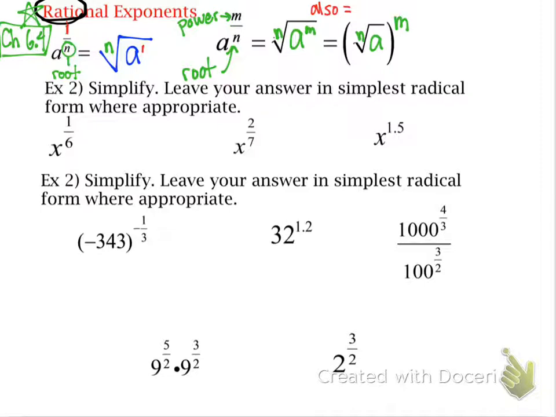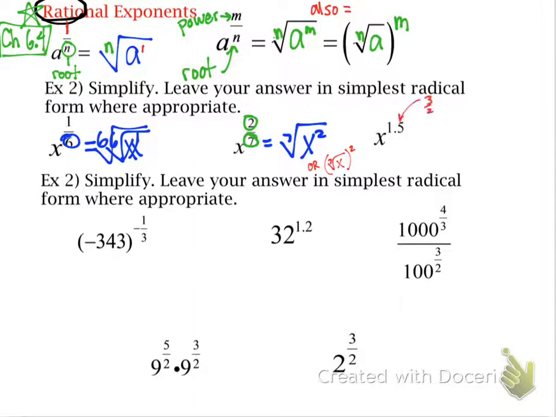X to the 1/6, this is the index. So that would be the 6th root of x to the 1, or just the 6th root of x. This is going to be the 7th root of x squared, or you could do the 7th root of x, then squared. This is the index, this is the power. All right, well, that's a fraction. 1.5 is really 3 halves. So that's going to be x to the 3 halves, which is the square root of x cubed. So that index is a 2, which you can write or not write, doesn't matter.